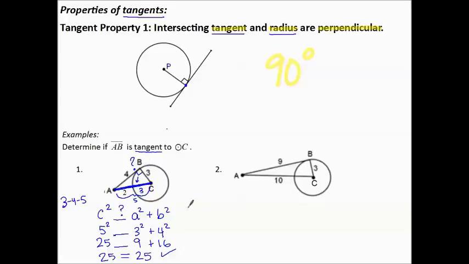Let's write that as our final answer. AB, the segment AB, is tangent to circle C.